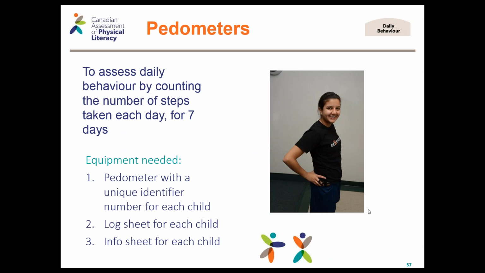The equipment needed for this: you're going to need a pedometer with a unique identifier number for each child, a log sheet, and an info sheet. We use step count pedometers, but you can use different pedometers if you have those available. These are just the ones that we like to use.